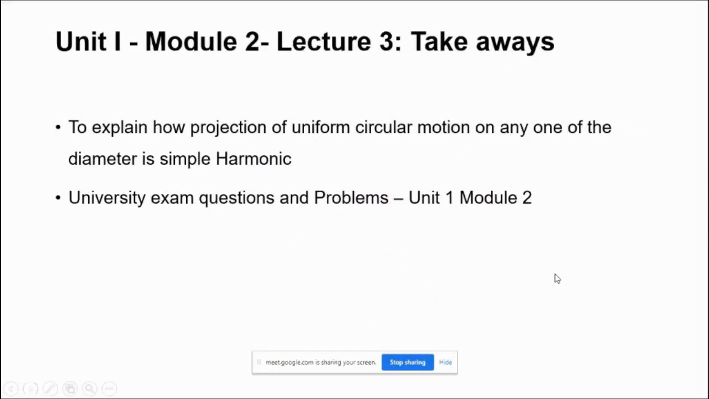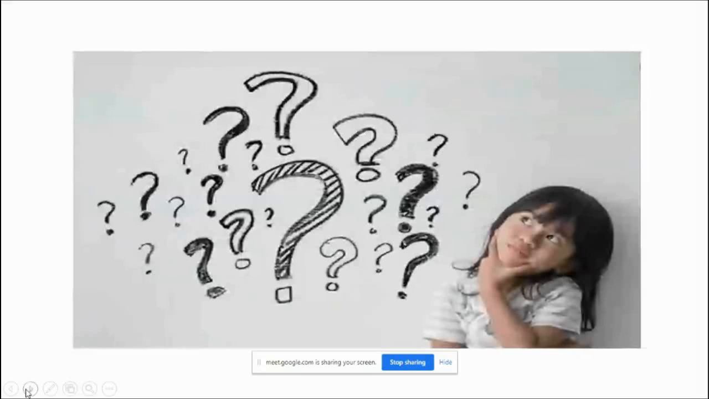In today's class, we have discussed how the projection of uniform circular motion on any one of its diameter is simple harmonic. We have also discussed the university exam questions and problems pertaining to Unit 1, Module 2, that is the torsion theory, torsional stresses, torsion pendulum, and how the torsional pendulum is an angular harmonic oscillator. If there are any queries, you can address it now.